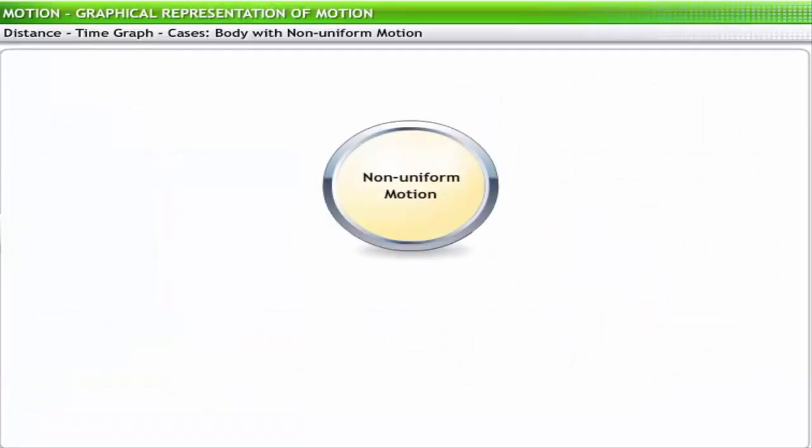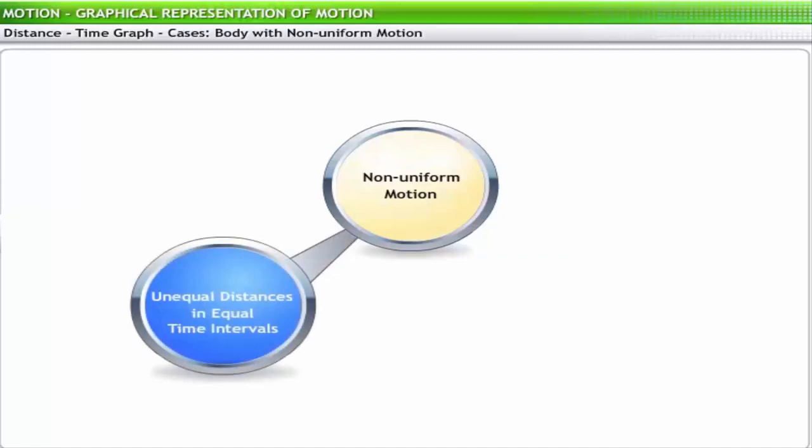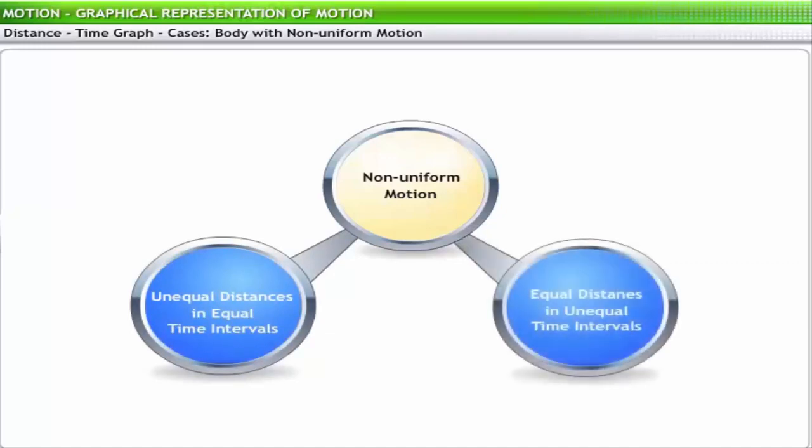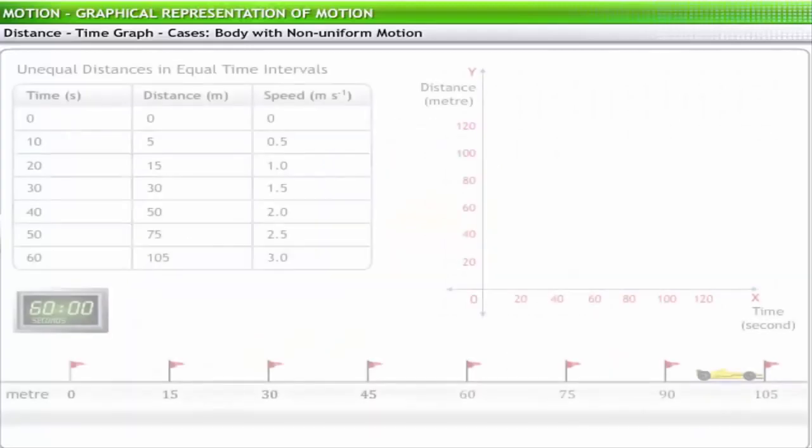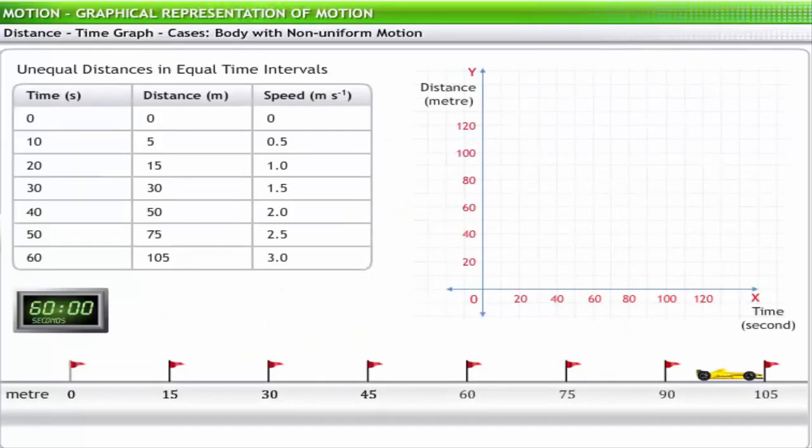When a body exhibits non-uniform motion, it travels either unequal distances in equal intervals of time or equal distances in unequal intervals of time. For example, the table gives the position of a body at different instances of time. When we plot the distance-time graph for the data given, we observe that the distance-time graph for a body having non-uniform motion is a curve.